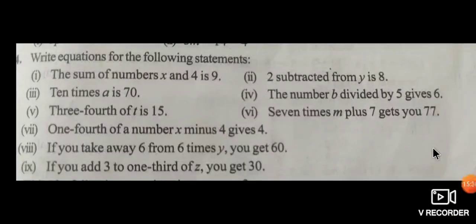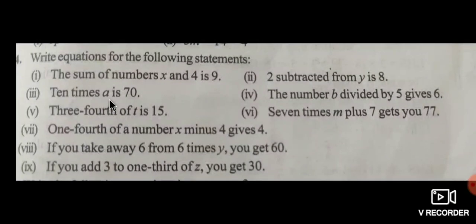So, dear students, remaining problems will be there. In this fourth one, I will show this third one. 10 times A is 70, that is 10 A is equal to 70. I will say the answer along with the questions. You try to write down in your notebook. That means you should solve. 10 times A is 70 means 10 A is equal to 70.